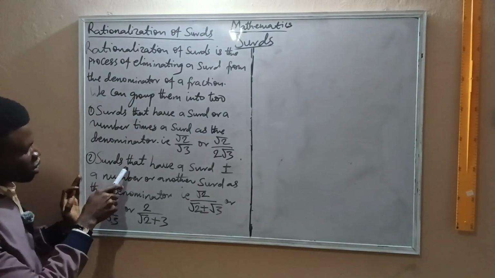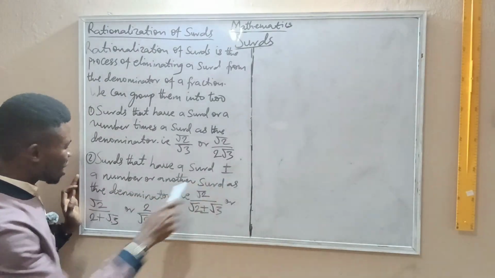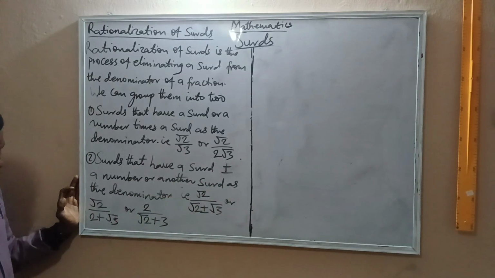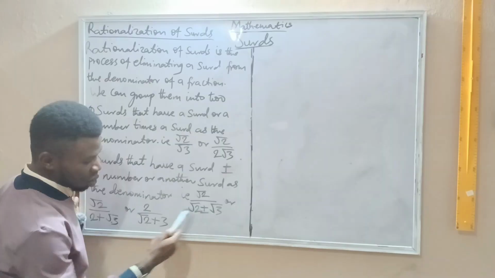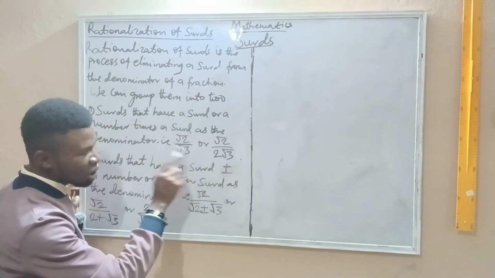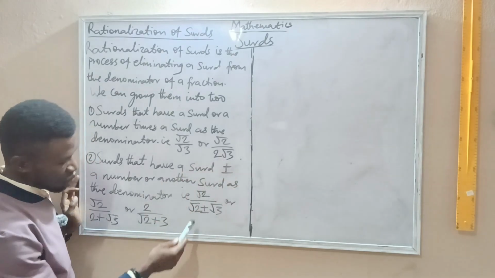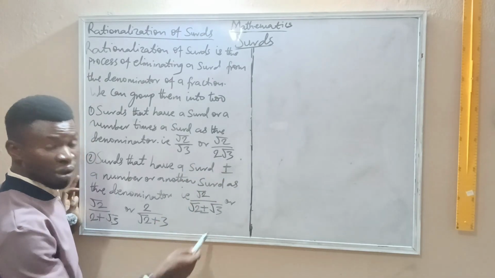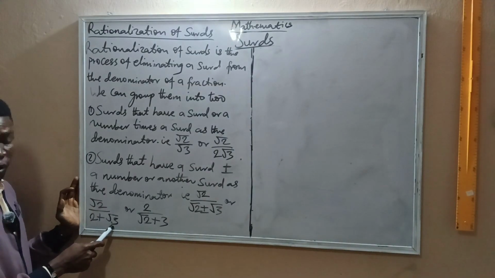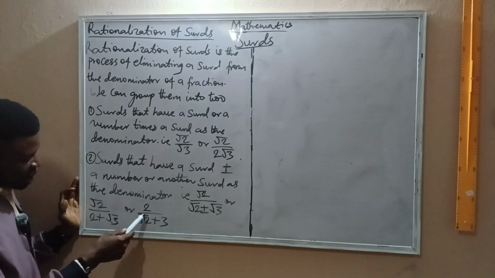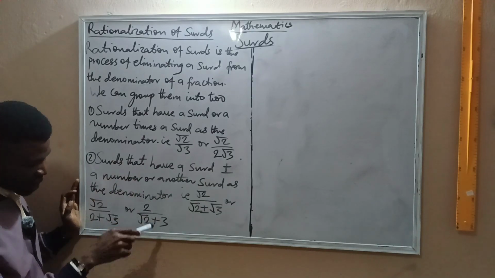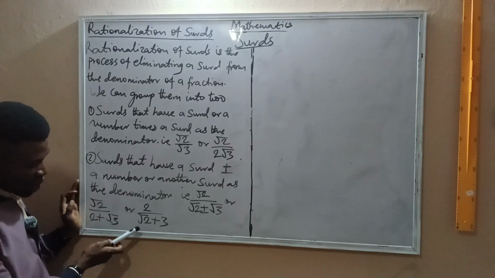Then the second group is surds that have a surd plus or minus a number or another surd as the denominator. For instance, if you look at this one now, the denominator, we have a surd plus another surd. Well, this one was a surd alone or a number times another surd. But this one is a surd plus another surd as the denominator. Or it can be seen in this way, a number plus another surd. Or it can also be seen in this way. The difference is just that the numerator has 2. But that one, we're not looking at the numerator, no matter how it is. That one can be easily simplified. But we're looking at the denominator.